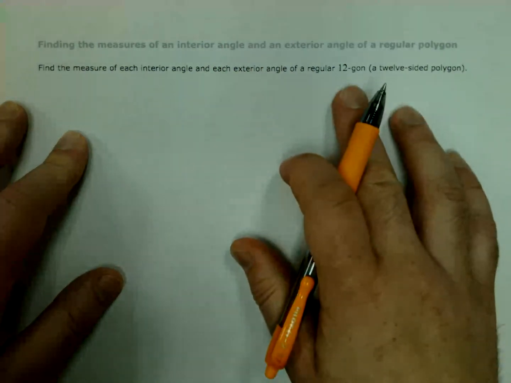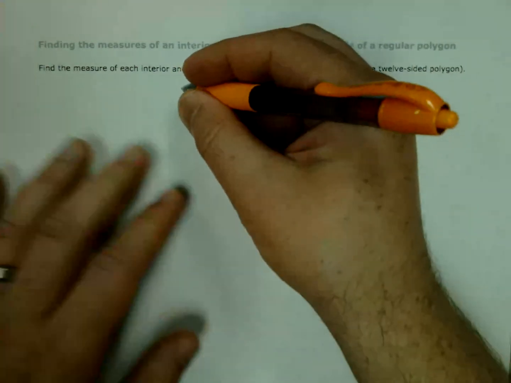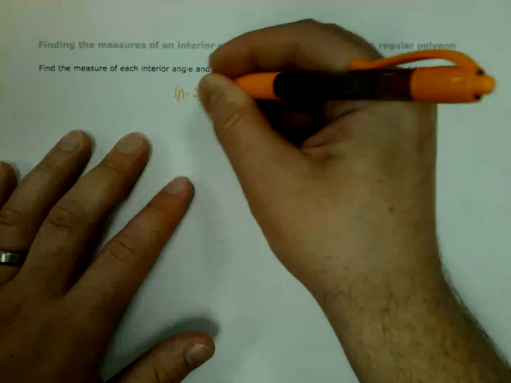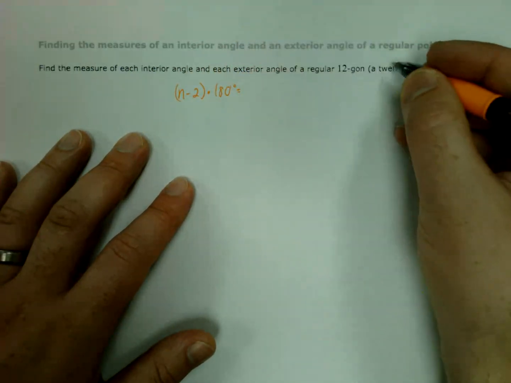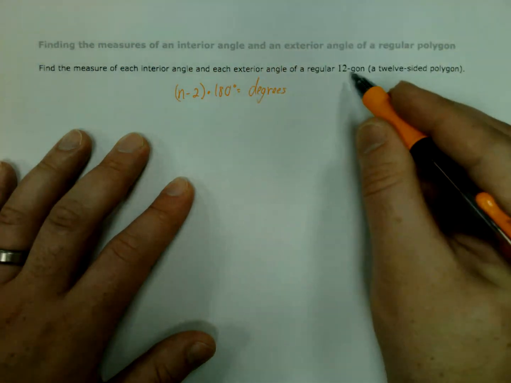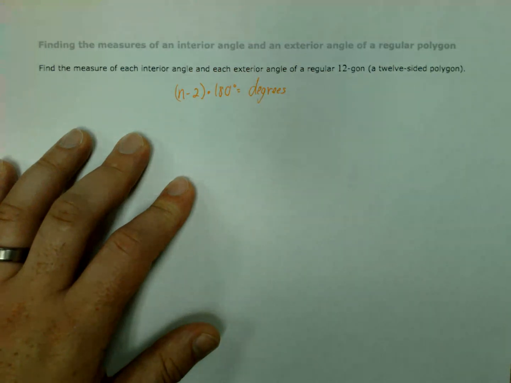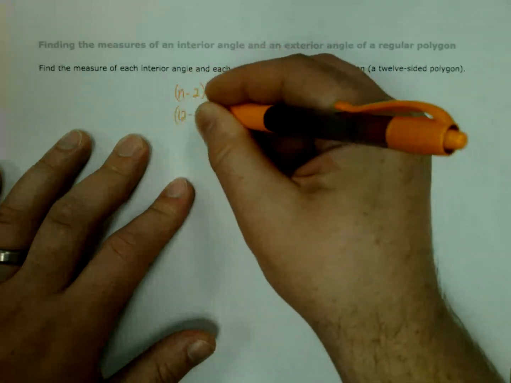So we need to start by figuring out what is the sum of all of the angles and go from there. So we're going to use our formula, n minus 2 times 180 degrees equals the number of degrees in the whole thing. And in this case, we know that there are 12 sides, so that's our n value. So we're going to go ahead and plug that in here for that n.